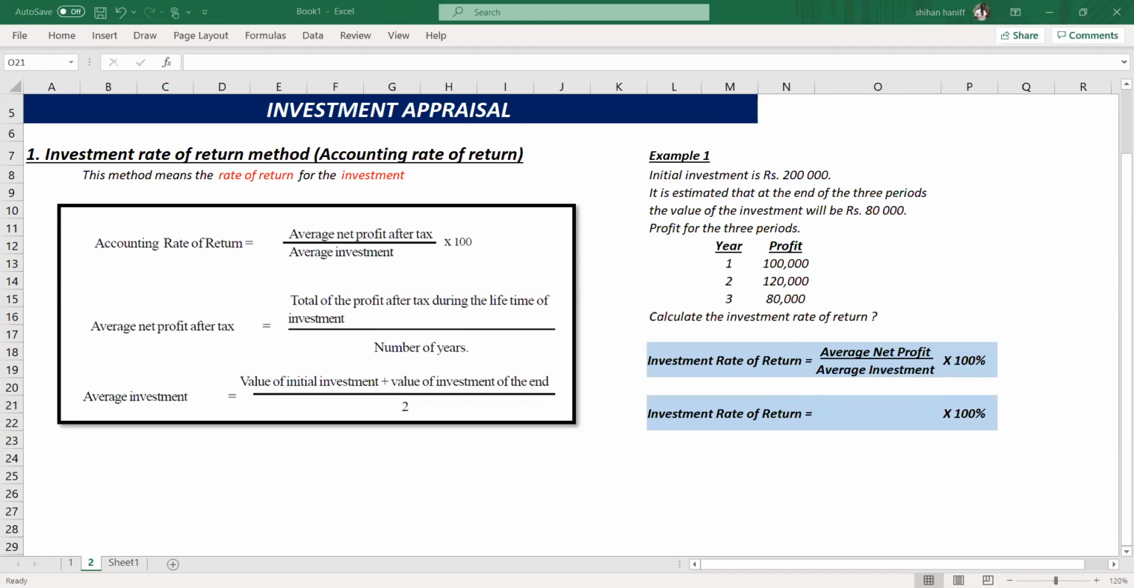Correct. Sanova, what is the answer? Like, what is the answer?